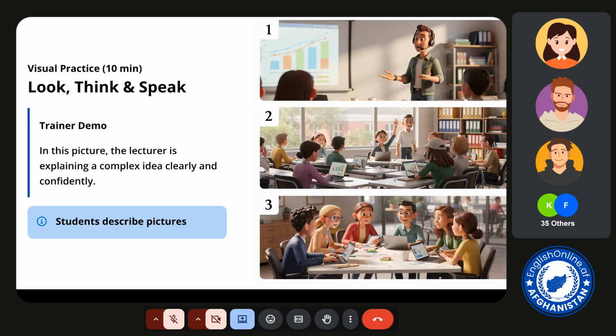You will have three pictures, and what you do is look at the pictures, and whatever comes to your mind, you should just share it, okay? If it is one sentence or two sentences, this is enough for me. Just speak, okay? It says look, think and opinion.